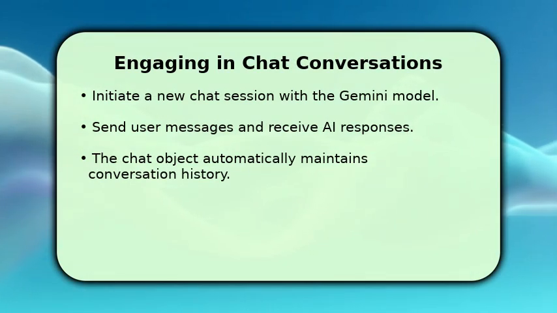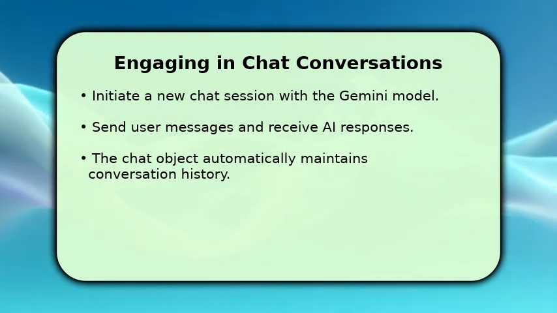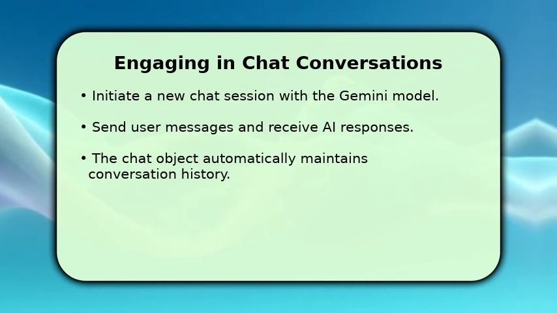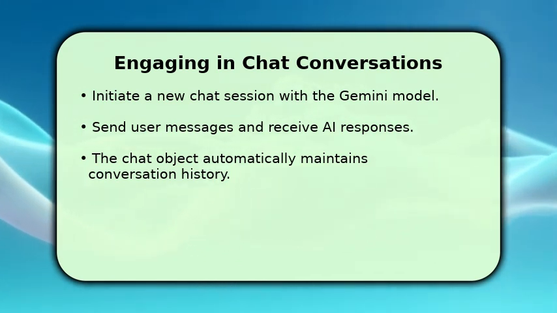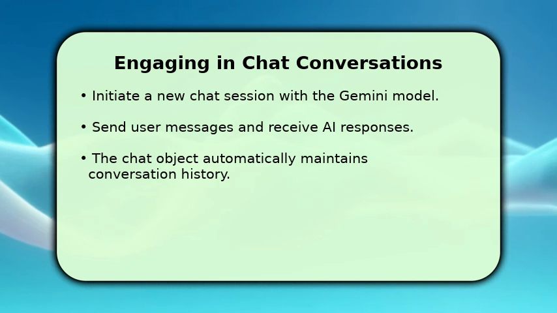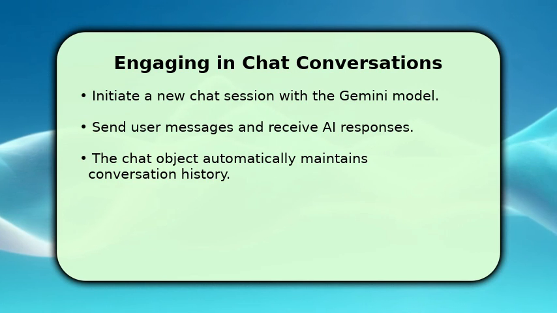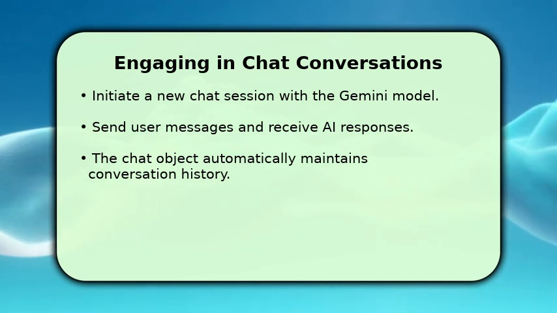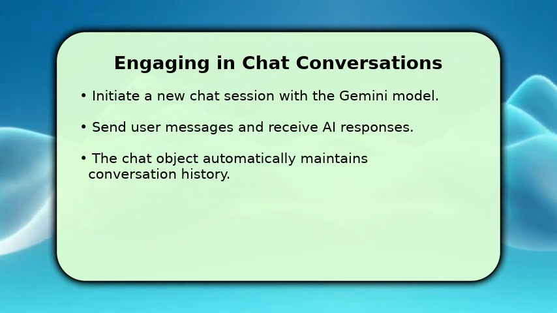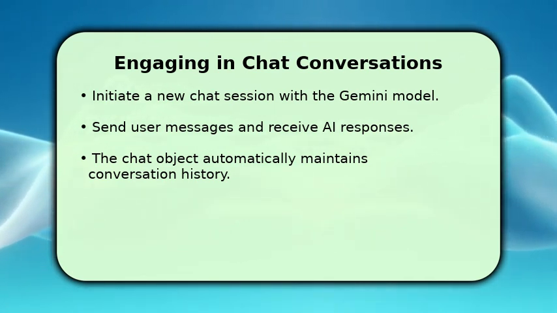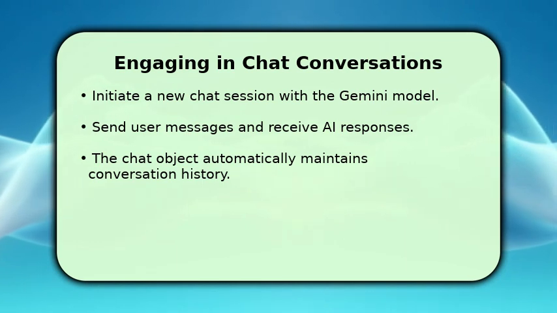Beyond single-turn text generation, the Gemini API excels at conversational interactions. You can easily initiate a new chat session, allowing for a continuous dialogue. Simply send your message, and the AI will respond, with the chat object automatically managing the entire conversation history. This enables seamless, multi-turn interactions, making it perfect for building dynamic and engaging conversational experiences with minimal effort.